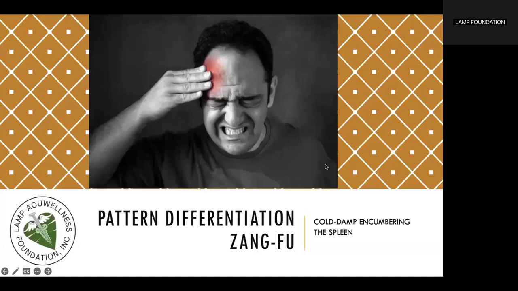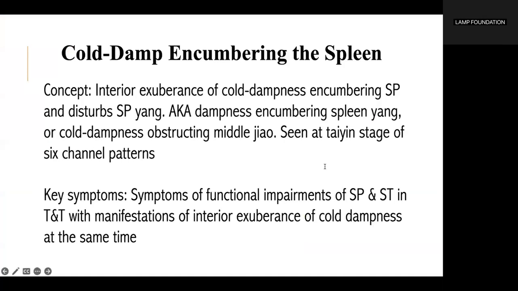Next is cold damp encumbering the spleen. This pattern can be both acute and chronic. If it is an acute pattern, it will be due to an invasion of exogenous pathogenic qi. It will, however, still be classified as an interior imbalance because the pathogenic qi is located in the interior.